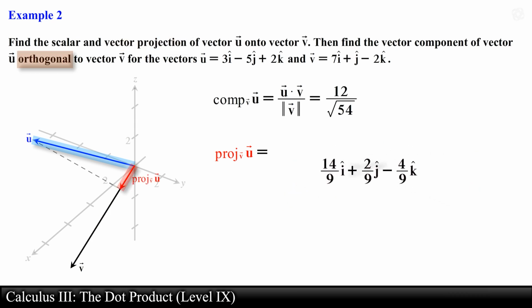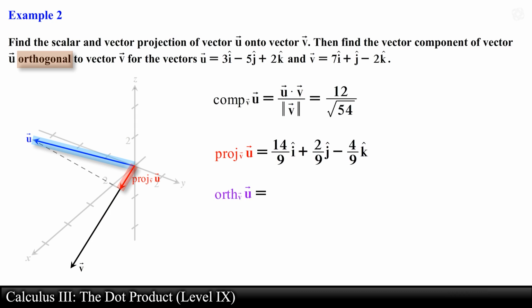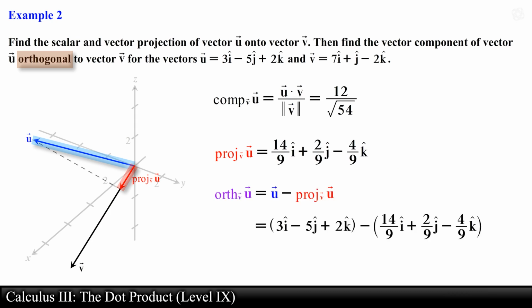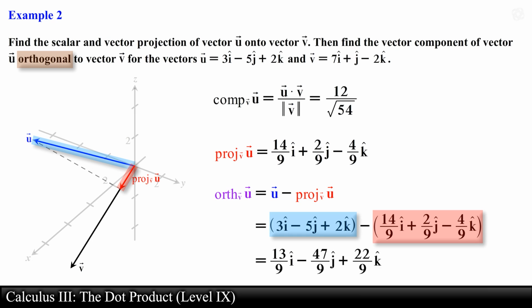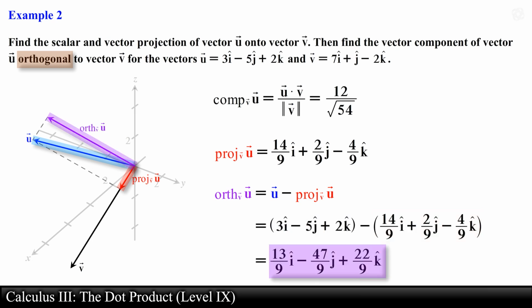Lastly, let's use this vector to find the orthogonal projection. So we take vector u and subtract the vector projection that we just found. Doing that, we obtain the final vector. Alright, let's go over the final example.